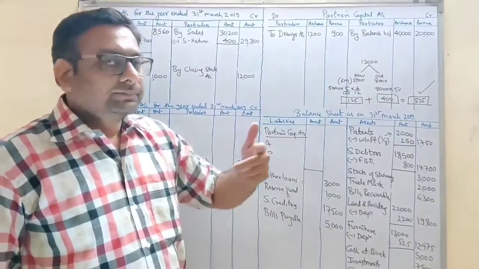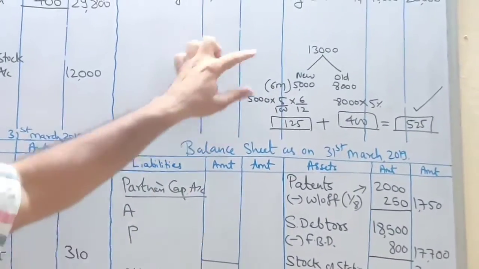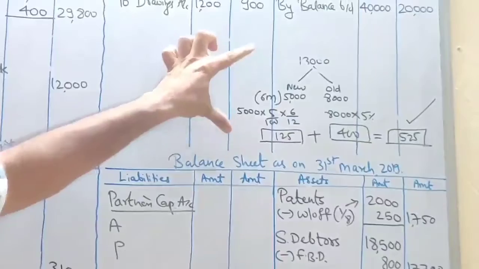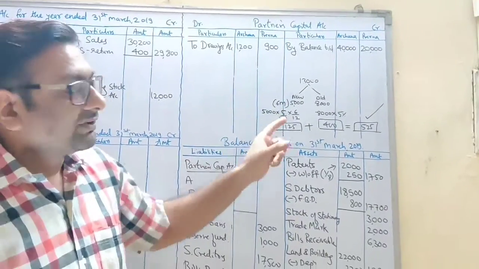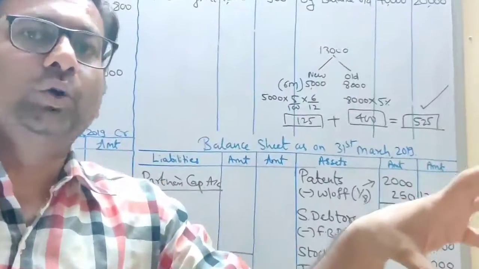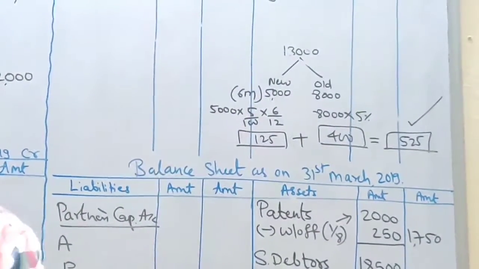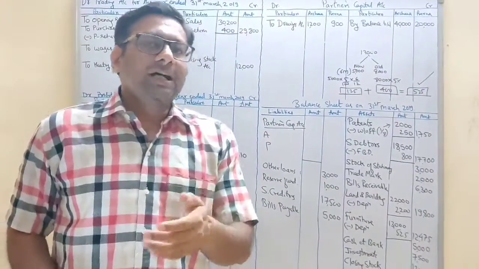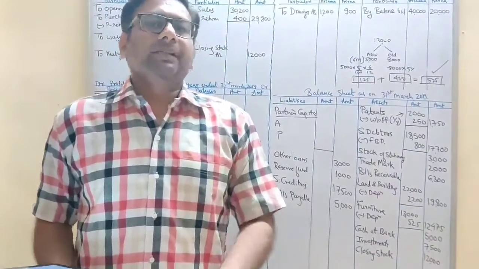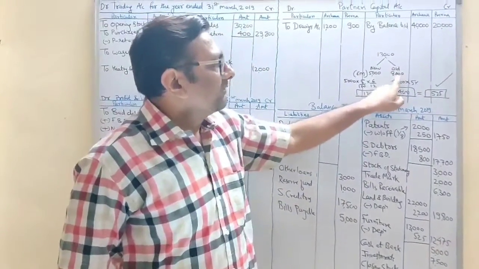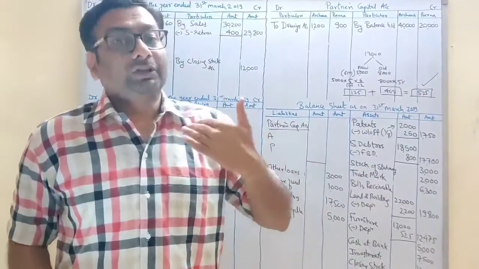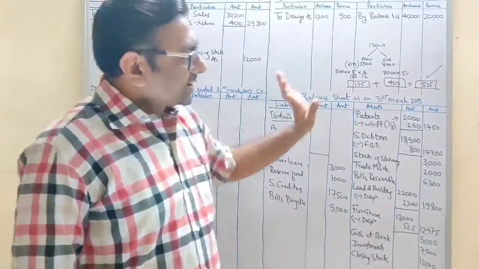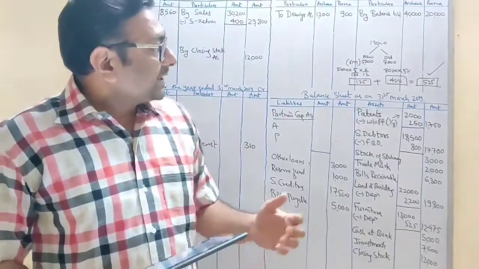And student, I want you to pause the video and copy this working note. This is a working note of furniture. You can pause the video and copy this working note. You split the furniture into new and old. New, you will calculate only for 6 months. Why? Because you have purchased it in the month of October. So from October to March you have used it only for 6 months. Therefore depreciation is also for 6 months. And the remaining old furniture is of 8,000. You have used it for the entire year. So charge depreciation for the entire full year. Am I clear with this? So this is how we solve the depreciation on furniture.